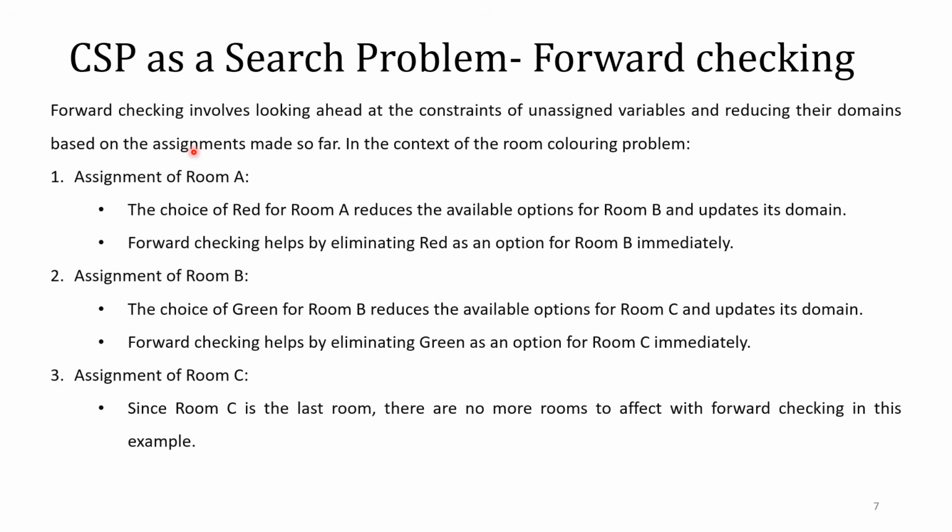Forward checking involves looking ahead at the constraints of unassigned variables, and it reduces the domains based on the assignments made so far. Let us take the same example. Assignment of room A: we preferred red color for room A, but it reduces the available options for room B, and then it updates the domain, which means the colors for room B now include only green and blue, not red. Likewise, assignment of room B, the choice of green color for room B will reduce the available options for room C and updates the domain. So forward checking will help by eliminating green as an option for room C immediately. Now assignment of room C is the last room. There are no more rooms to affect with forward checking.